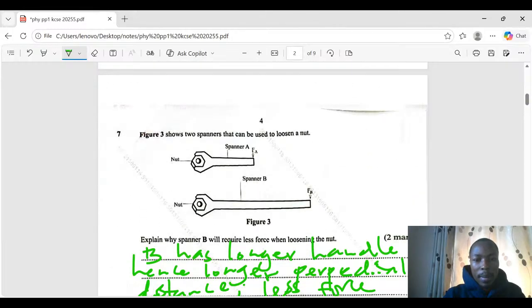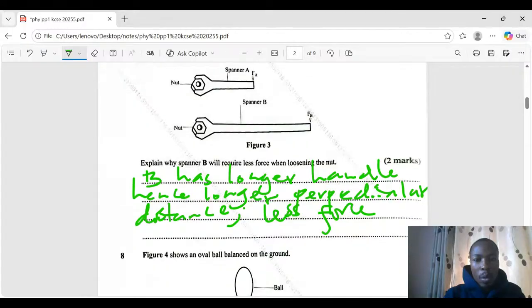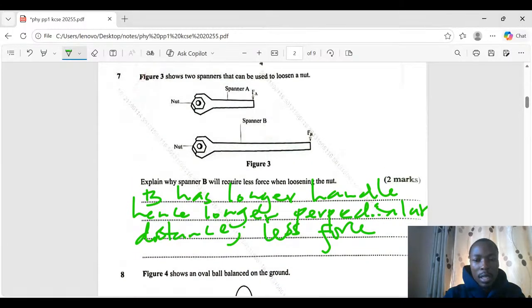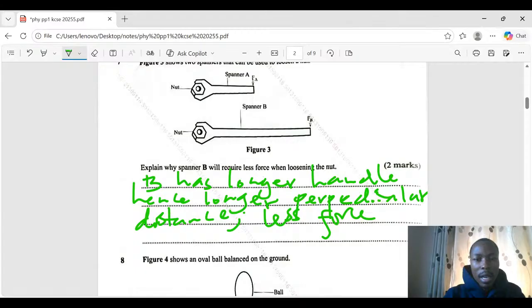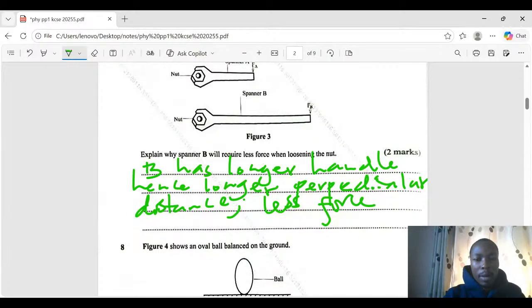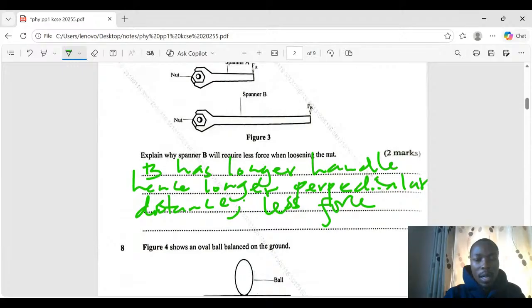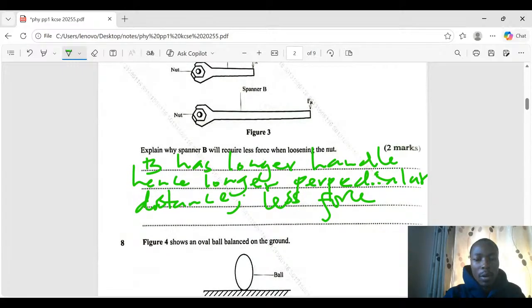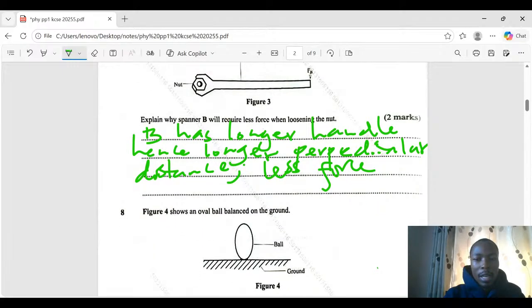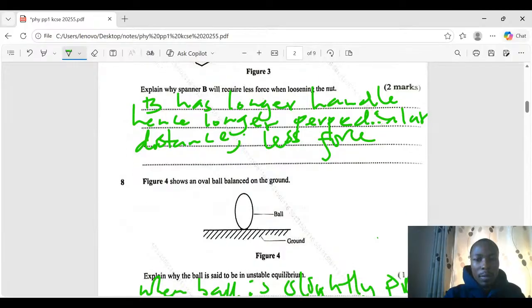Then question number 7: explain why spanner B will require less force when loosening the nut. The question is trying to test a learner on whether he understands the factors that affect the turning effect of a force, and one of them is perpendicular distance. So B has a longer handle, and therefore a longer perpendicular distance, and whenever there is a longer perpendicular distance, it uses less force.